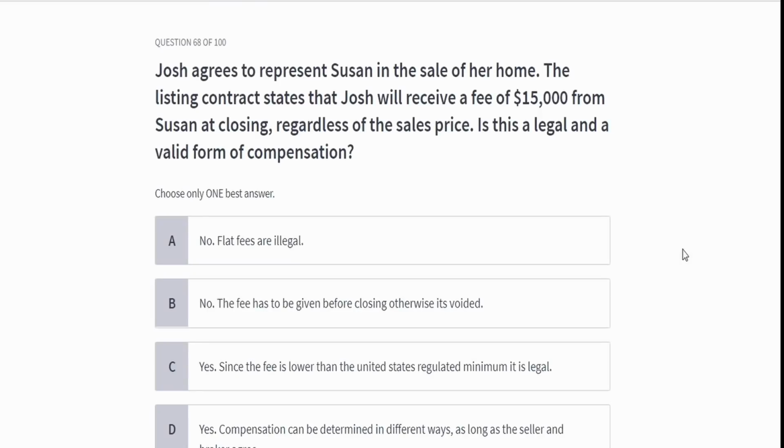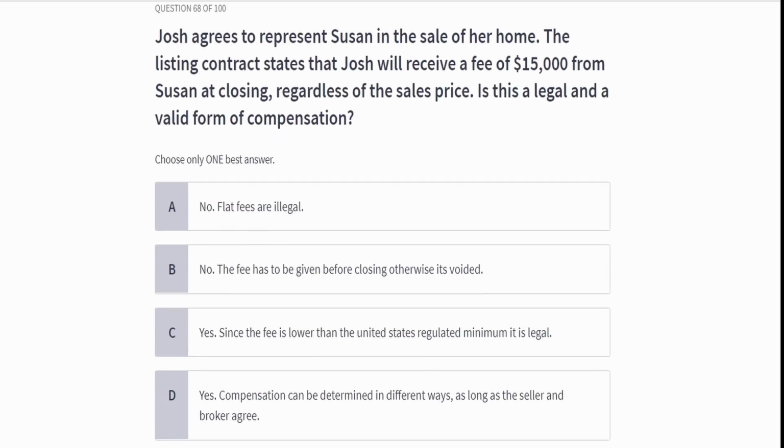All right, next one, 68. Josh agrees to represent Susan in the sale of her home. The listing contract states that Josh will receive a fee of $15,000 from Susan at closing. Regardless of the sales price, is this a legal and valid form of compensation?